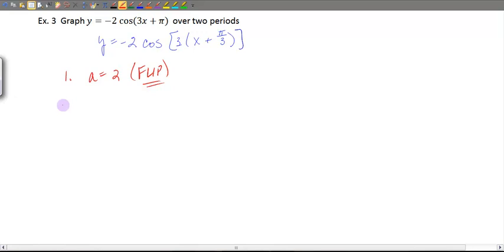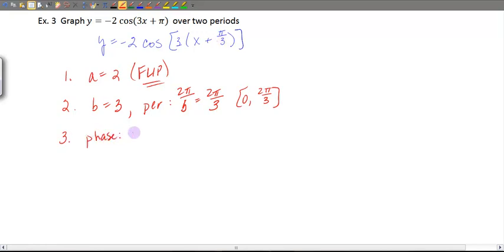The next thing I know is b is equal to 3, so therefore the period, which is 2 pi over b, would be 2 pi over 3. So don't forget, I'm looking for an interval then between 0 and 2 pi over 3. And finally, I have a phase shift where I'm going to be doing the opposite, so I'm going to be subtracting pi over 3 from my interval that I'm going to divide up.